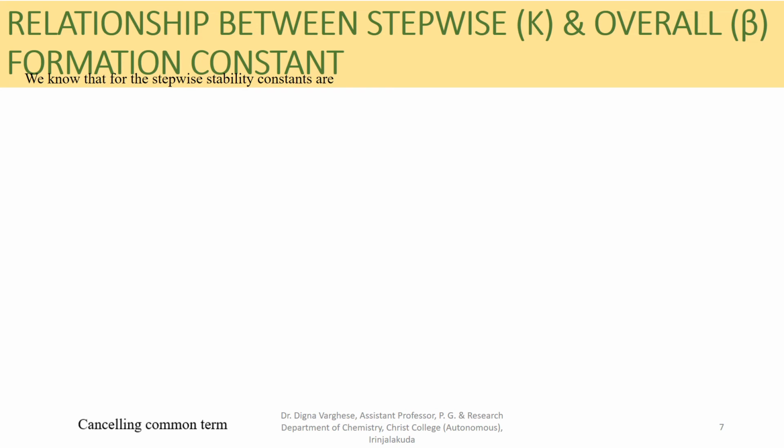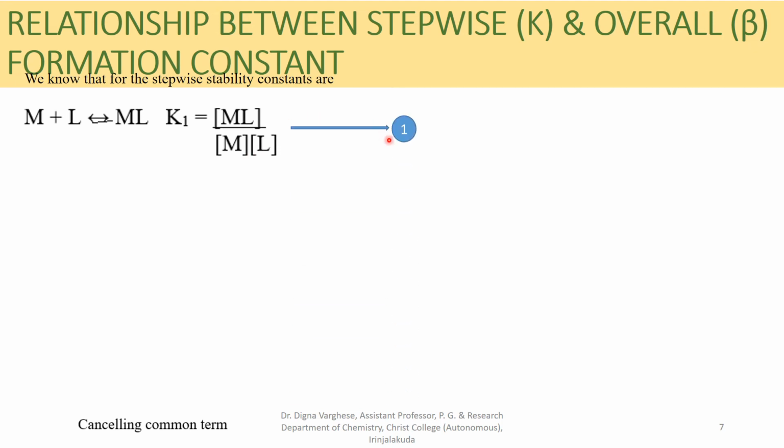Now we are going to discuss the relationship between the stepwise and overall formation constants. Please take a piece of paper and write the derivation with me. We know the stepwise stability constants: for a complex formation M plus ligand to form metal ligand complex, its equilibrium constant, that is actually the stability constant, K1 is equal to concentration of complex divided by concentration of metal into concentration of ligand. So this is equation number 1.